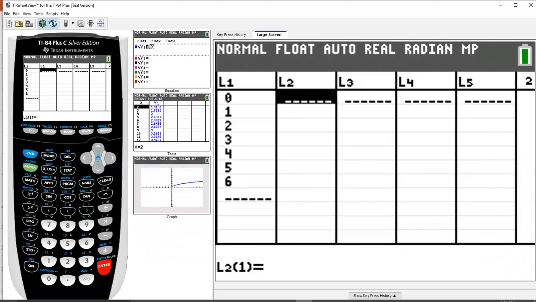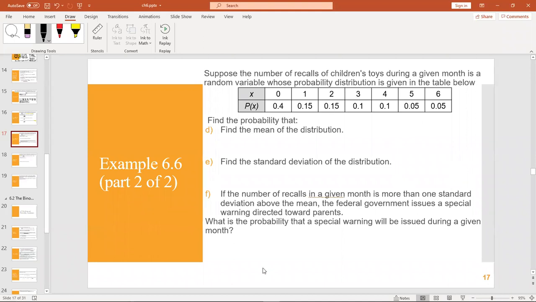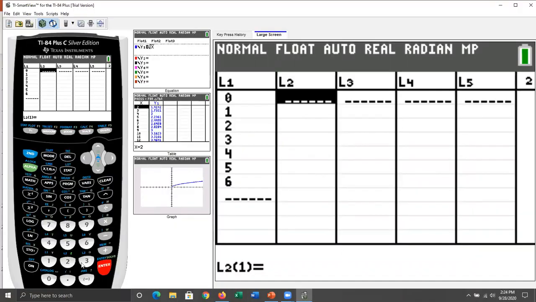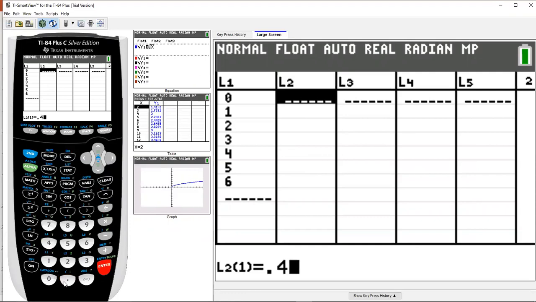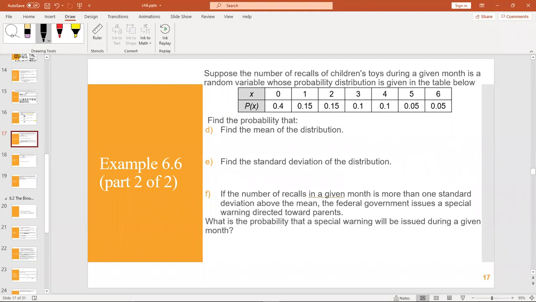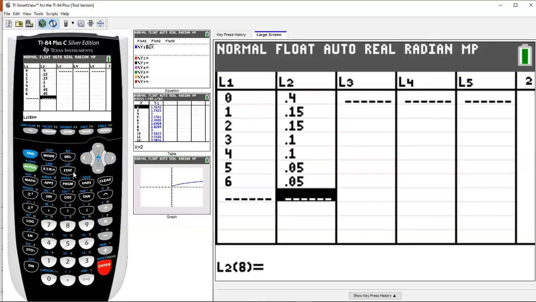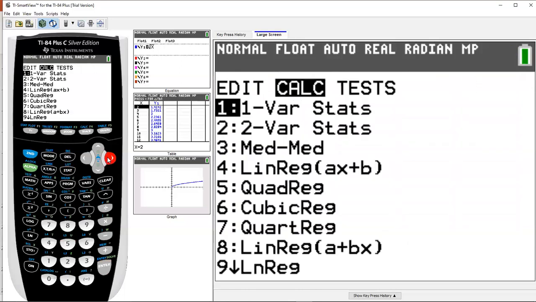Okay. What do we do? So we've got 0.4, 0.15, 0.15. Then what do we have? 0.1, 0.1, 0.05, 0.05. 0.1, enter, 0.1, enter, 0.05, enter, 0.05, enter. Okay, so now we're going to go to stat, go over to calc, pick the 1-Var Stats.